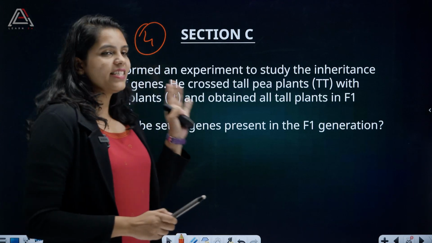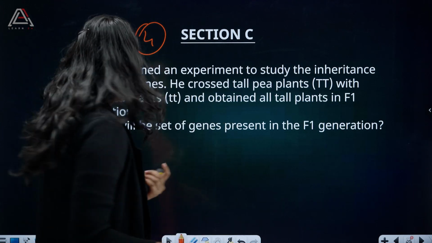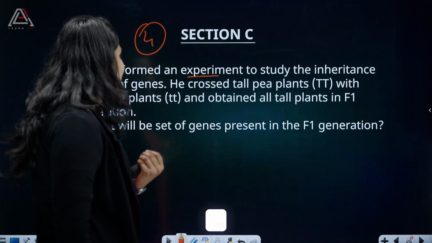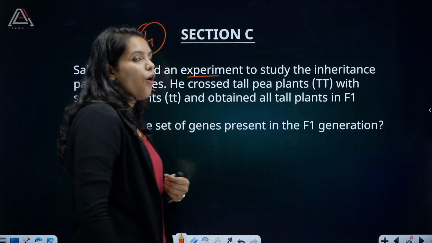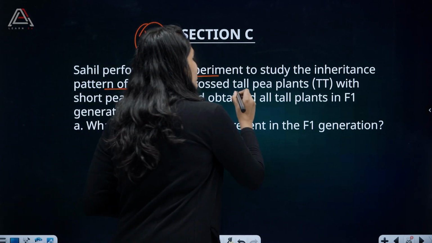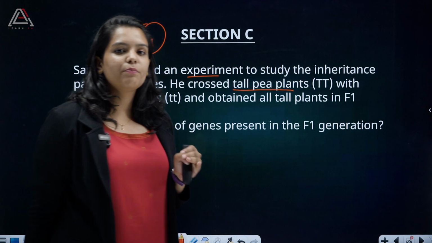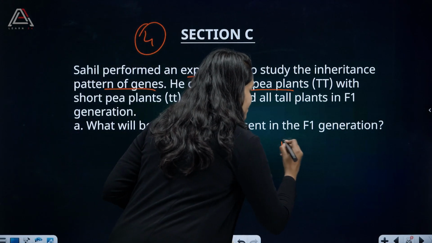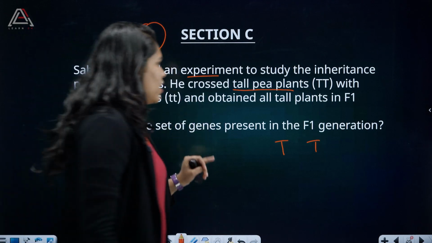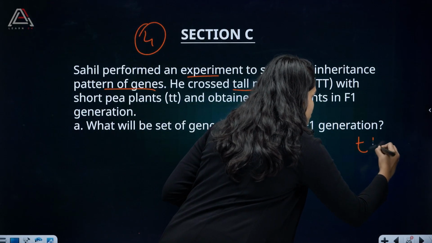Okay, so let's see what this paragraph is talking about. Sahil performed an experiment to study the inheritance pattern of genes. So Sahil conducted an experiment. What did he do? He basically crossed the tall pea plant, that is capital T, with the short pea plant, that is small t.